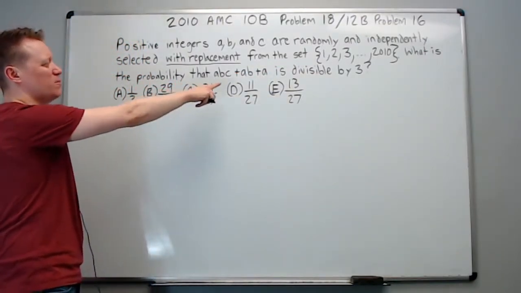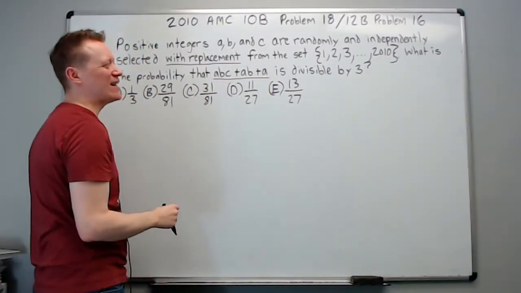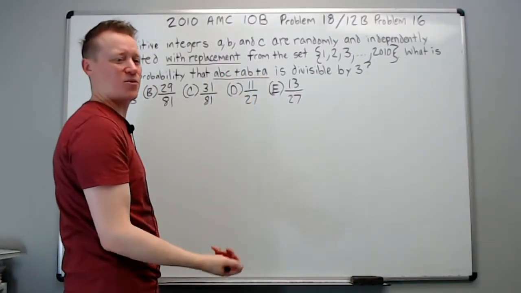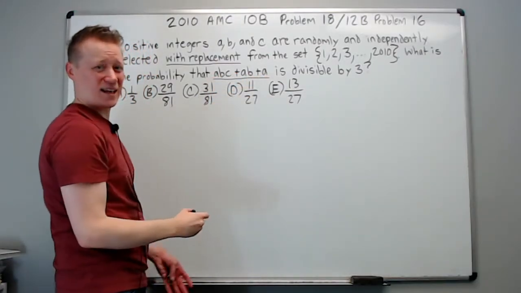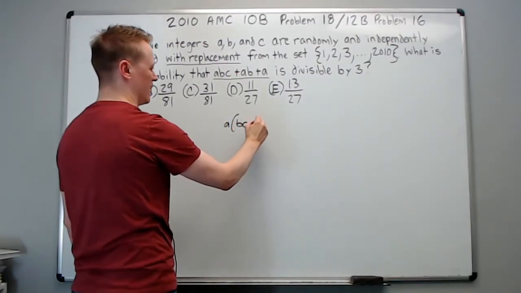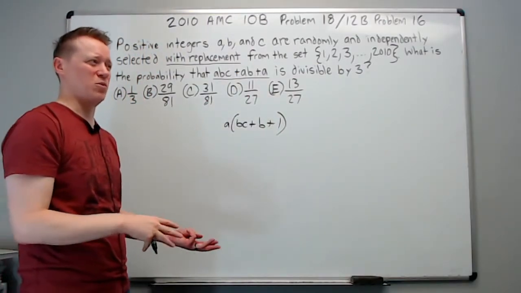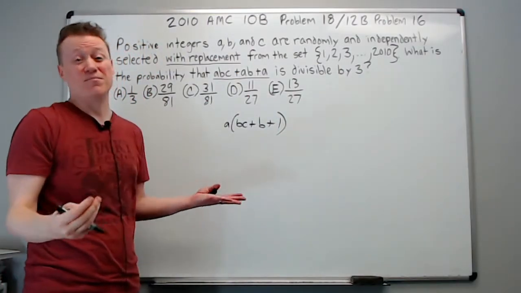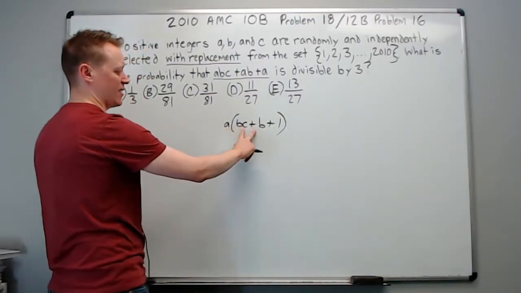What is the probability that ABC plus AB plus A is divisible by 3? Well, for starters, you should see that there's an A in all of these things, and even if you don't know why, you should probably factor it out. A lot of times on the test, there's things that you can do and you might question, well, should I do them? Just do them and see what happens. That's usually my advice on that. So A times this expression.